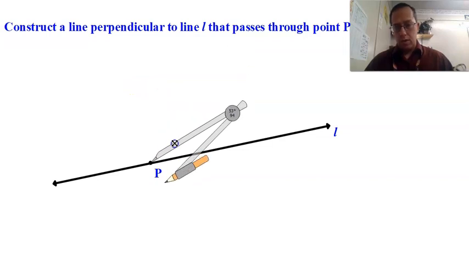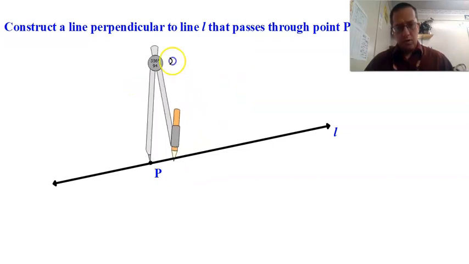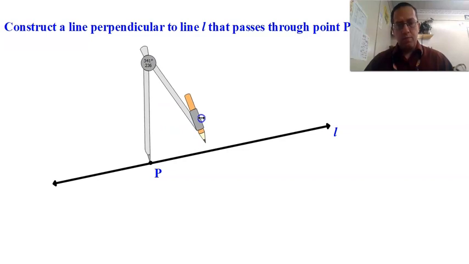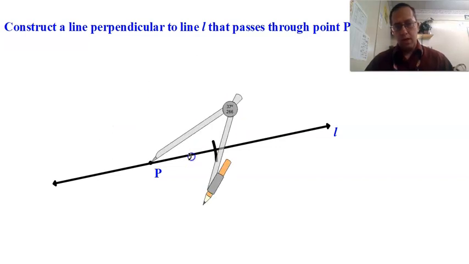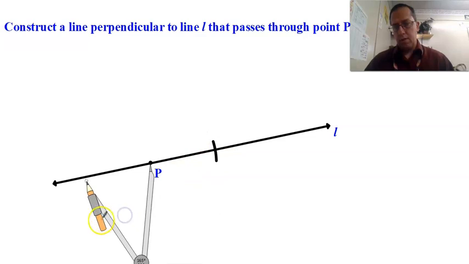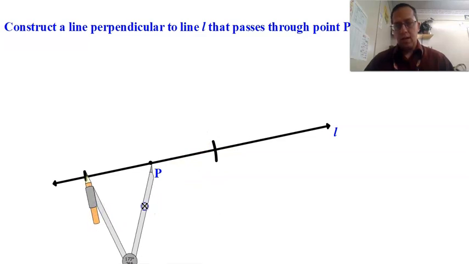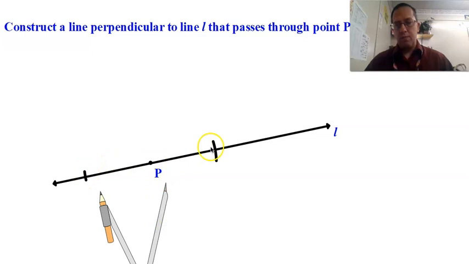We are actually going to use our compass to make point P the midpoint of a segment. So we're just going to set our compass out here somewhere, it doesn't really matter, and make a mark across this side, and then spin it around and make a little tick mark on that side, and now point P is the midpoint of this little segment I have created on the line.